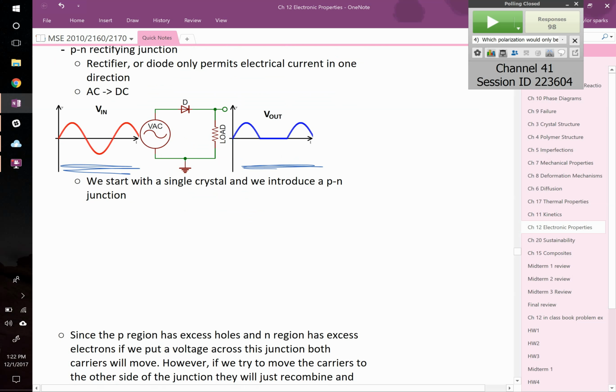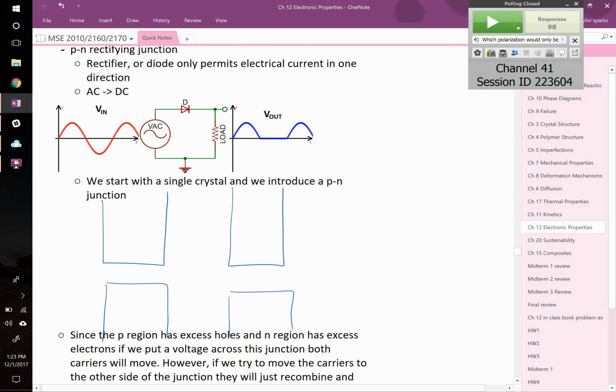So you start with a single crystal of silicon or some sort of semiconductor, right? And then we're going to dope it such that you've got a junction. On one half, it's p-type, and on the other half, it's n-type. So it looks like this, right? Let's draw a band diagram. In one case, it's p-type. So over here, this will be the p-type one, and this will be n-type.